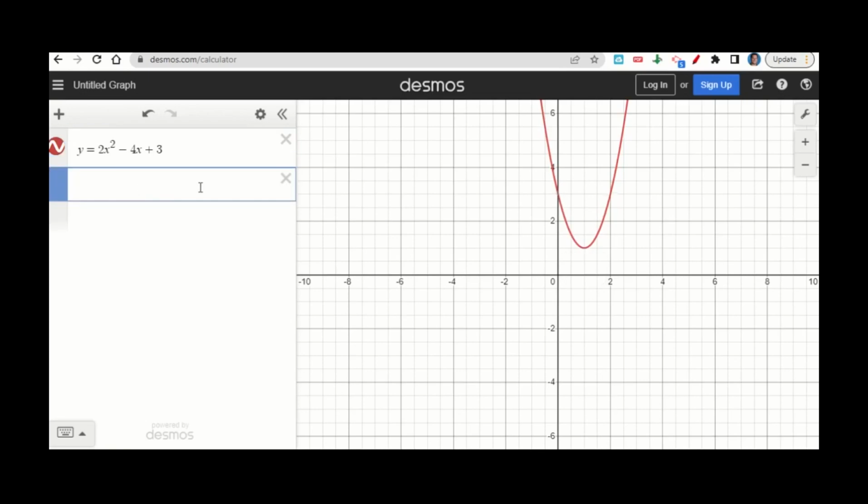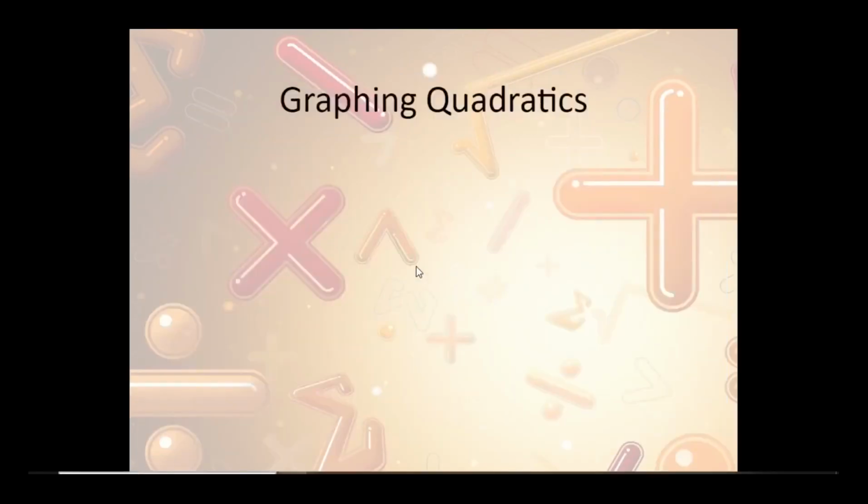We could also do it in vertex form. So y equals (x minus 3) squared plus 5. And we can see here that our vertex, if we click on it, is at (3, 5). So this is how you can use Desmos to check your work when trying to find the location of the vertex of a quadratic. Now, how do we actually graph the quadratics? First step is plot the vertex.